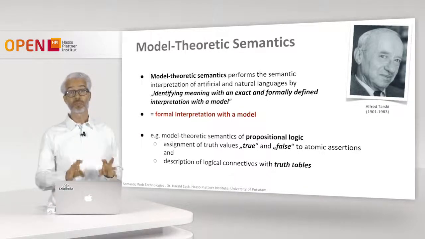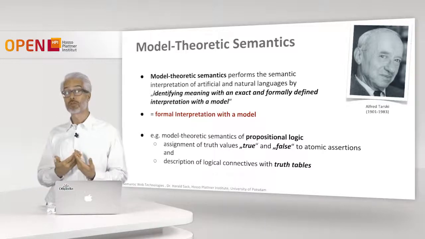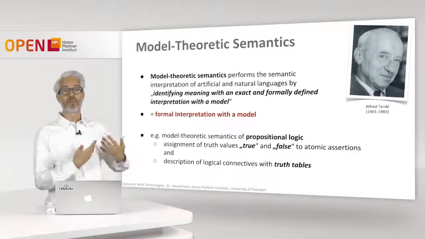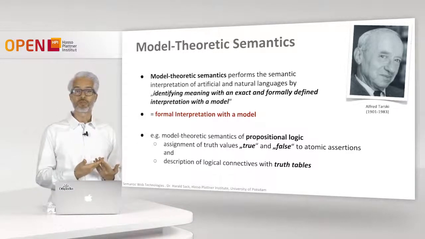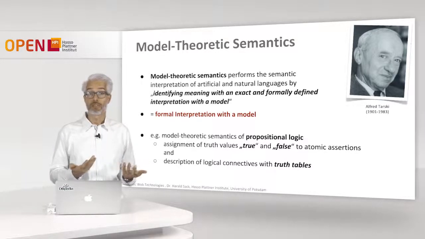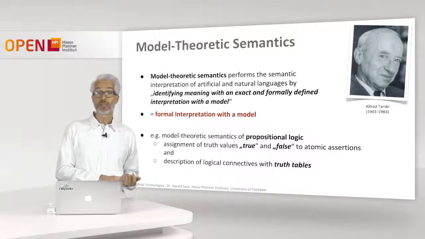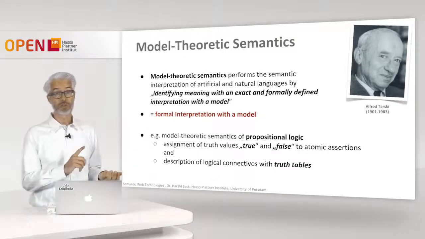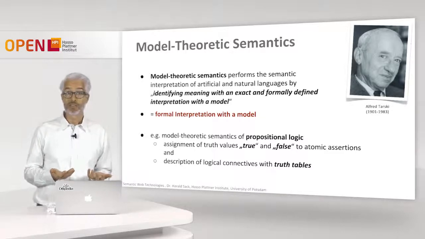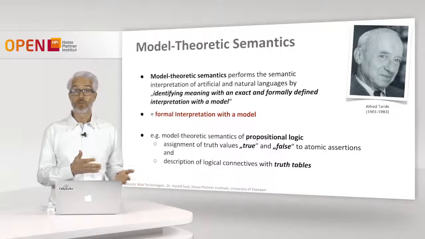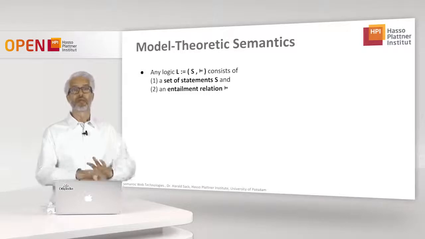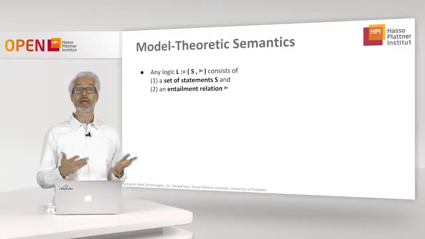So this is a rather simple model-theoretic semantic. We assign truth values to atomic assertions, and we describe the working or the computation of logical connectives with the help of truth tables. This is quite simple. That's a model. That's model-theoretic semantics. And in that way, we can also define a model-theoretic semantics for the more complex first-order logic. And we will also define a model-theoretic semantics for the description logics later on, which are the basis of our ontologies. Okay, so now let's generalize this for any kind of logic.